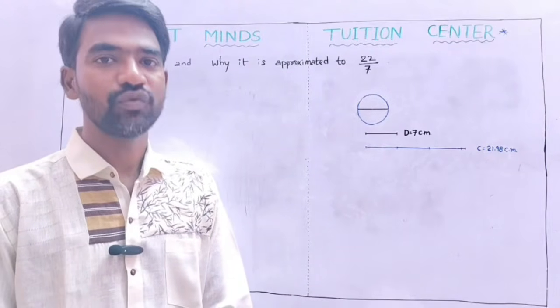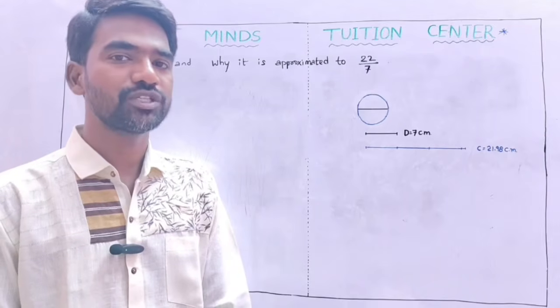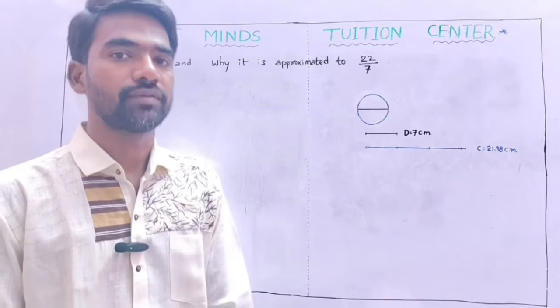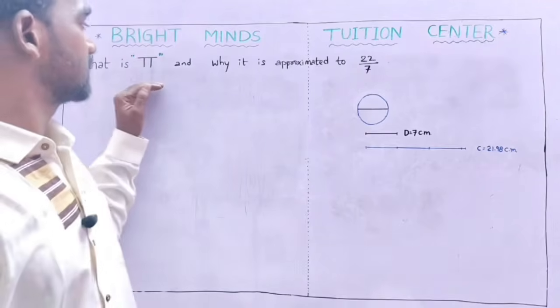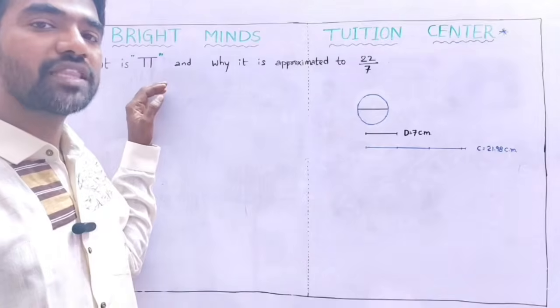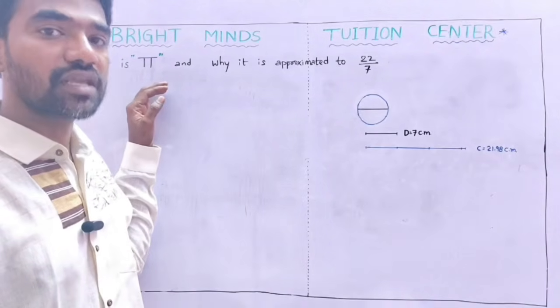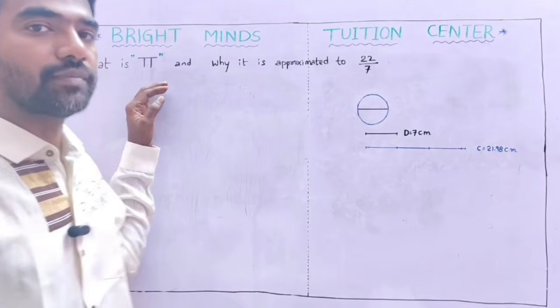In this class, we will see what is pi and why it is approximated to 22 by 7. First, we will see the definition of pi. Pi is a mathematical constant, the ratio of a circle's circumference to its diameter.